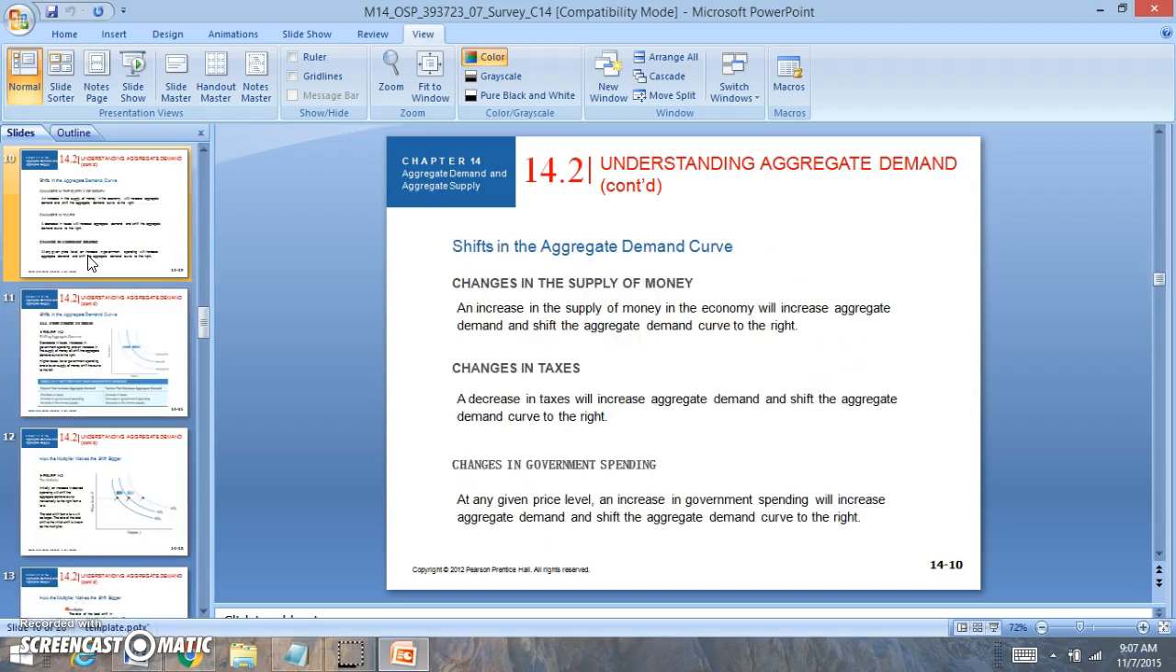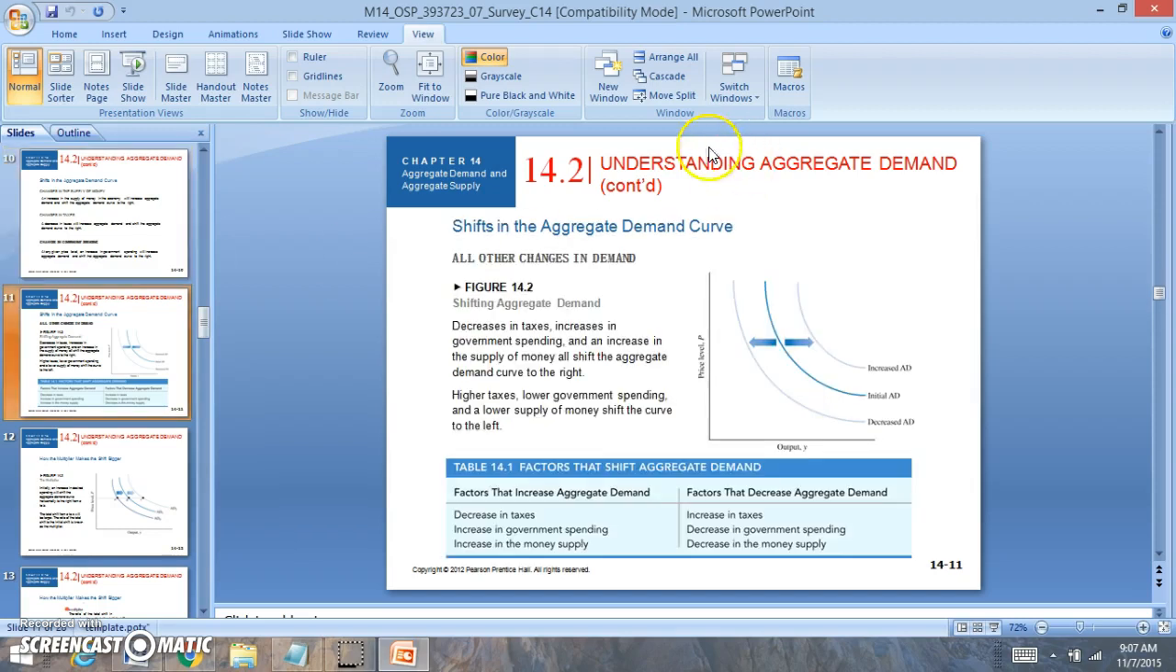Now, the reasons why the aggregate demand curve would shift: if there are changes in the supply of money, or changes in the interest rate, that would be one of the reasons why. If interest rates increase, aggregate demand would decrease because consumers would not want to borrow money at higher interest rates. Changes in taxes are another main reason why. Changes in government spending, those are the main focus that we're looking at.